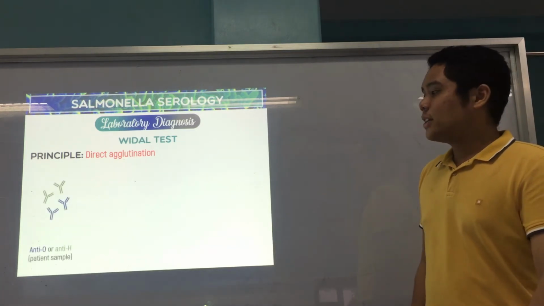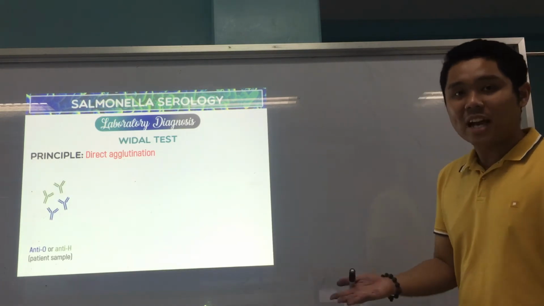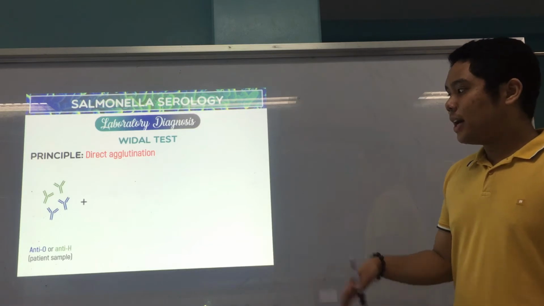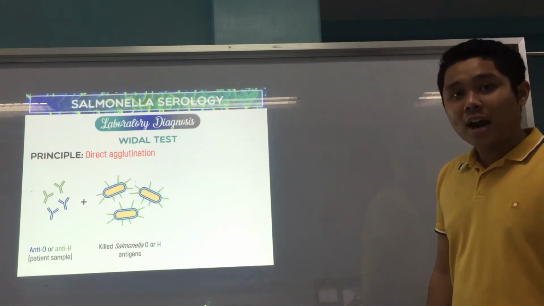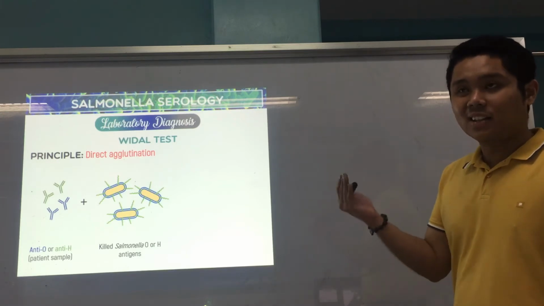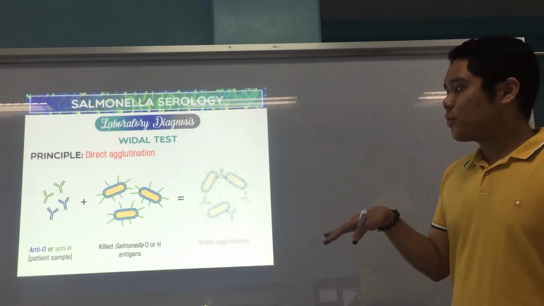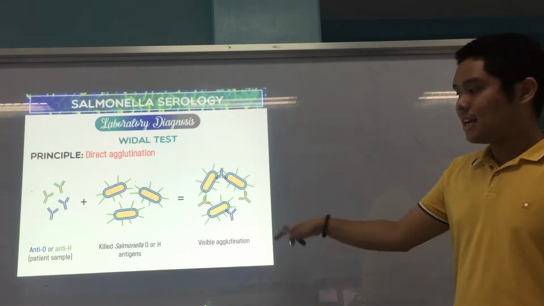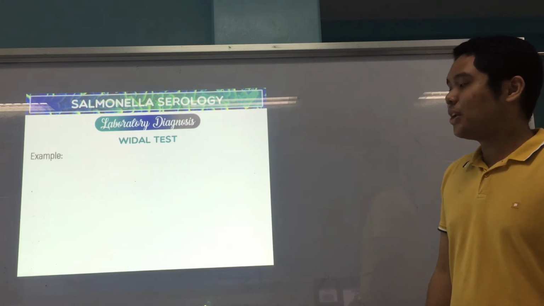So you're detecting if your patient has anti-O or anti-H antibodies in the sample, plus your killed Salmonella O and H antigens. It's a killed Salmonella that contains the O and H antigens. They will form a lattice formation and lead to visible agglutination. So the principle is very simple.